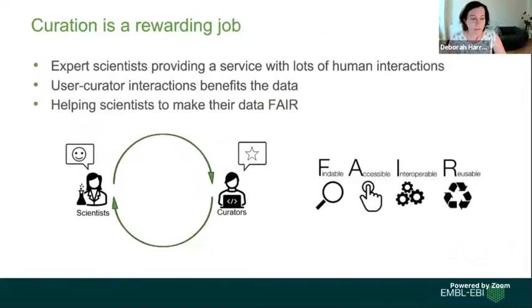Next slide, please. So my final slide is to mention that curation is a very rewarding job. Biocurators are expert scientists who provide a service with lots of human interactions, and those user-curator interactions benefit the data in order to make it FAIR, so findable, accessible, interoperable, and reusable.